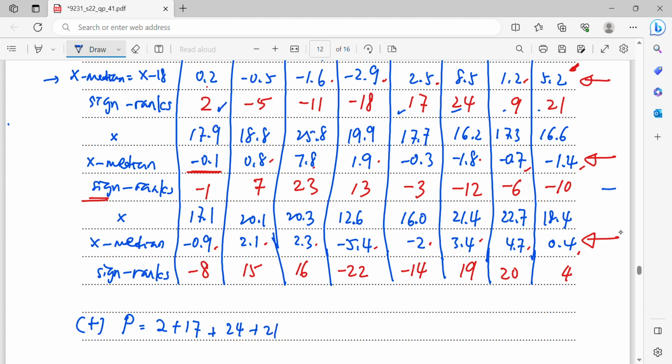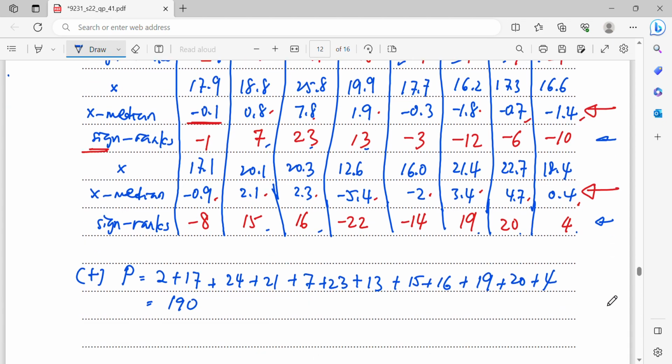Then for the second red row, it will be 7, 23, 13. So 7, 23 plus 13. And then the last red row, it will be 15, 16, 19, 20, 4. So plus 15 plus 16 plus 19 plus 20 plus 4. The total here is 190. Okay, so done for the plus sign.